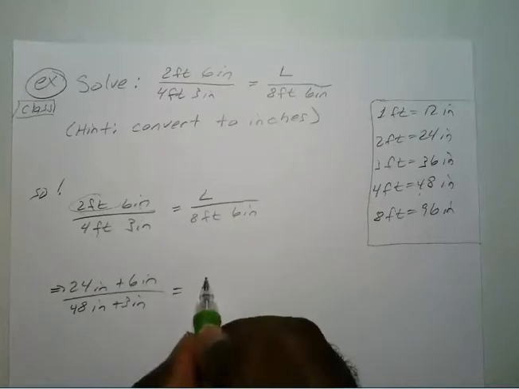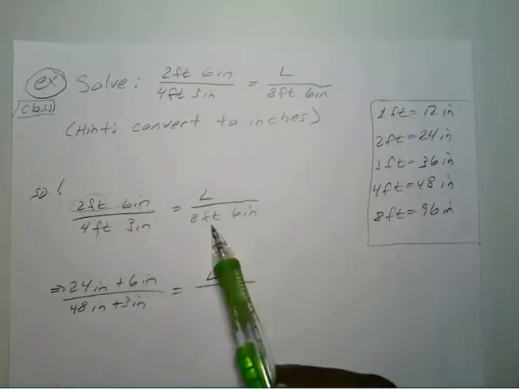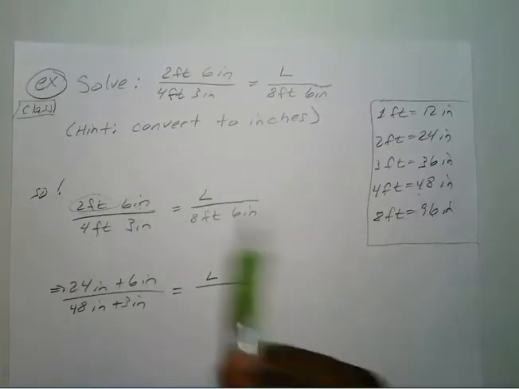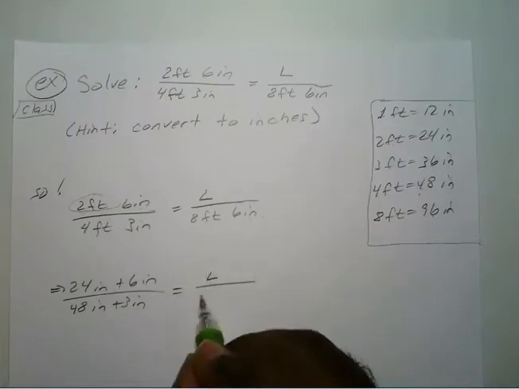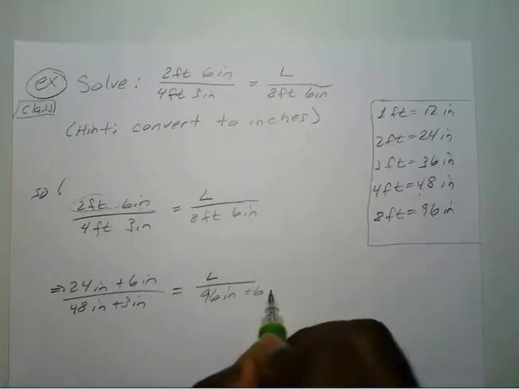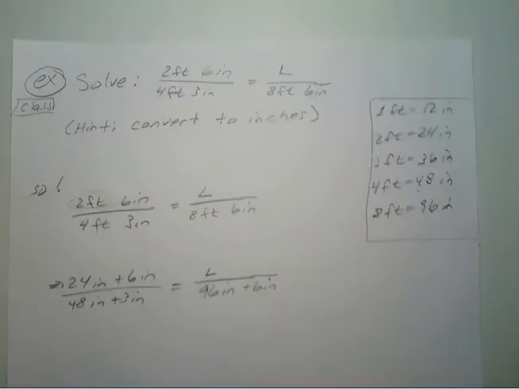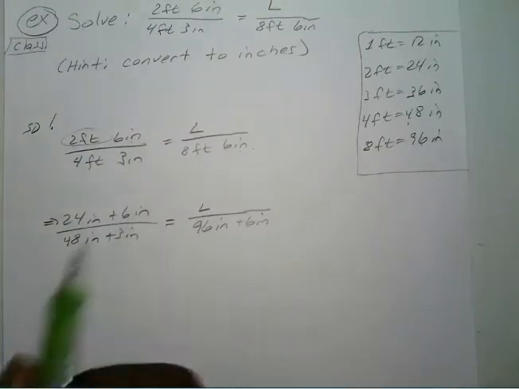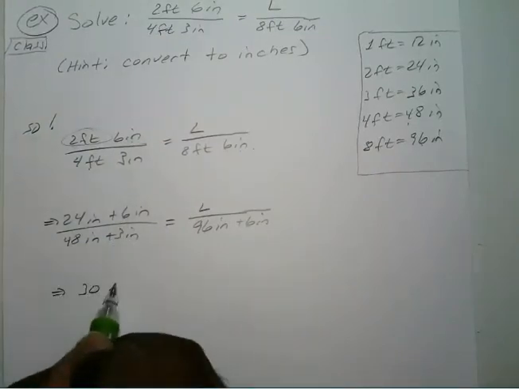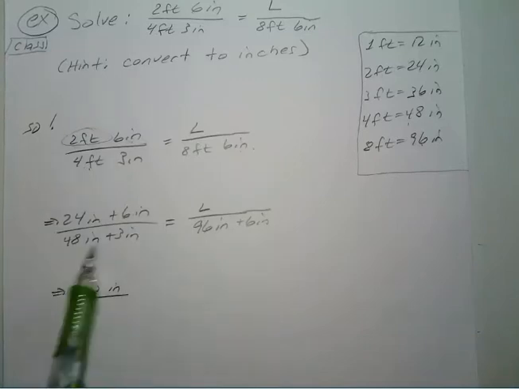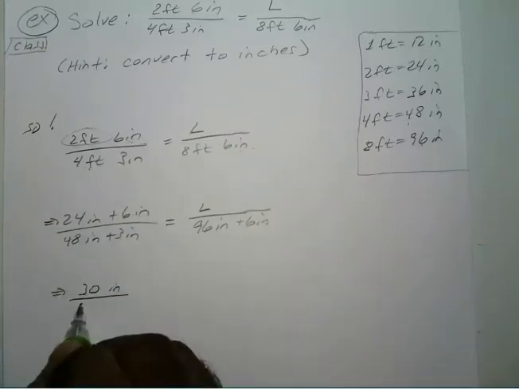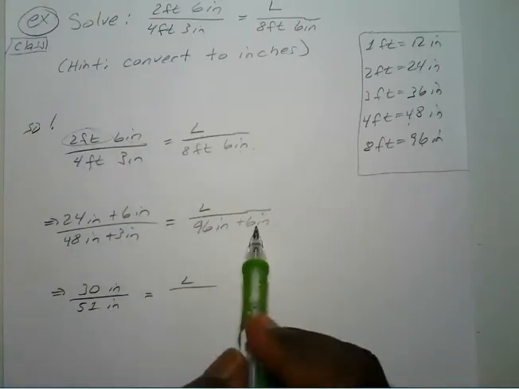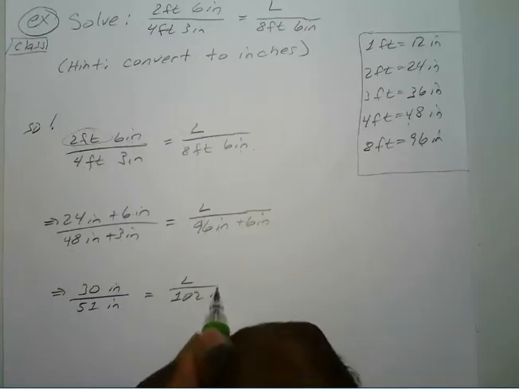That unknown length of L will just stay L. You have 8 feet 6 inches. So you have 96 inches is 8 feet. So you have 96 inches plus 6 inches. Okay, so 24 plus 6 is 30. So you have 30 inches. 48 plus 3 is 51. Is to 51 inches. And 96 plus 6 is 102. So you have 102 inches.